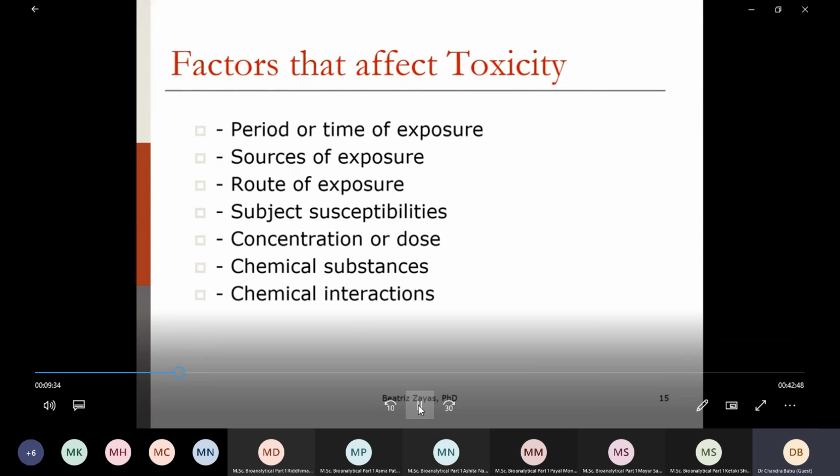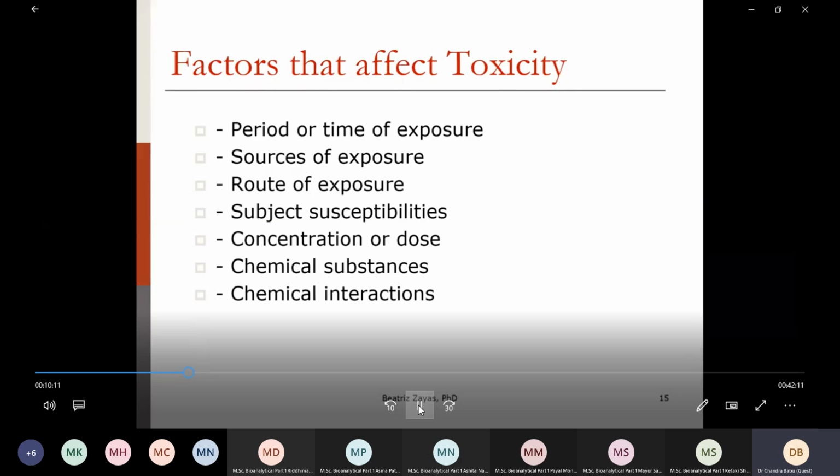The source: how are we exposed? The route: how does it get into the body or into the subject? Subject susceptibilities: we all know that we're not the same. There's variability among subjects, and also certain conditions or diseases that might make a person more susceptible than others. It's also age dependent. There are factors that have to do with age, so that will be another factor. The concentration or the dose is definitely a key aspect, and we'll talk more about dose as the presentation continues.